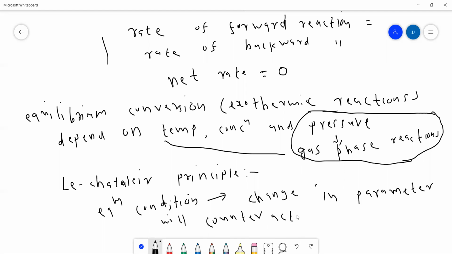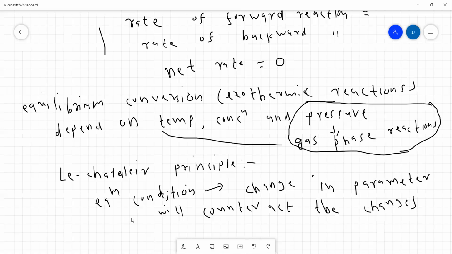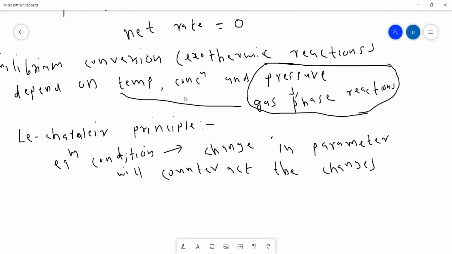counteract these changes. That means if we try to increase the temperature, the system will try to decrease the temperature. If we try to increase the temperature, then the system will try to reduce the temperature.